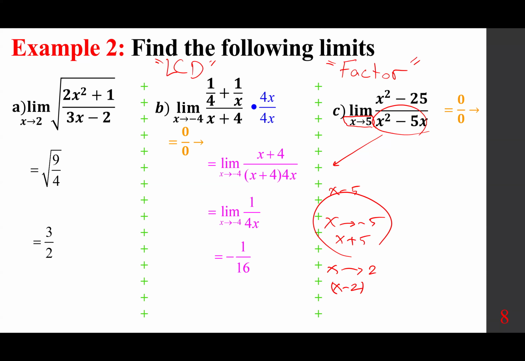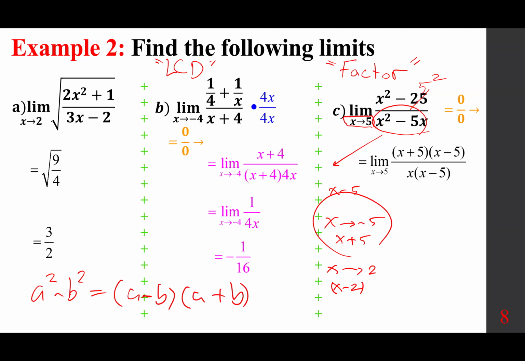Of course, the denominator is very easy. You have x squared minus 5x. All you have to do, take the x out and you get x minus 5. The numerator, you can replace the 25 with 5 squared. So you can see a squared minus b squared is a minus b, a plus b, which gives you x minus 5, x plus 5 in any order. So we can factor it in the following manner.